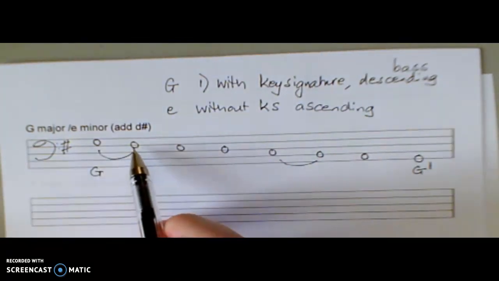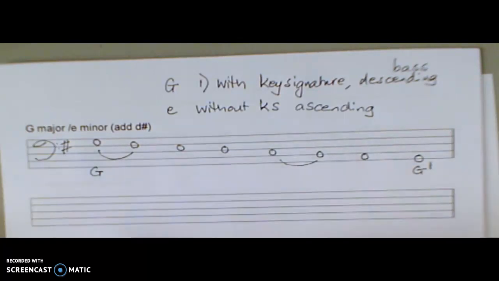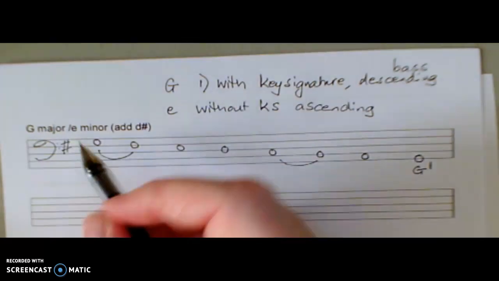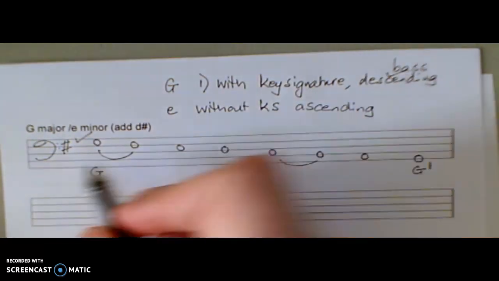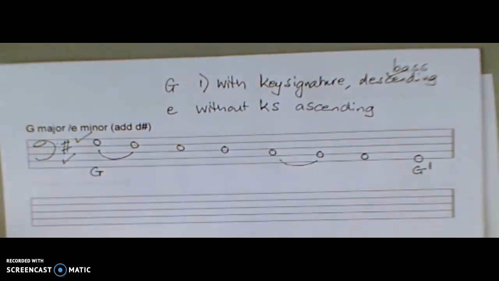I don't have to add the F sharp there because I have an F sharp in my key signature. So let's double check with key signature. Yes, I've done that. Descending, I've done that. And I am in the bass clef. Because a scale like this can be 8 marks. So that's a lot of marks that you lose if you don't start, for instance, on the right note.